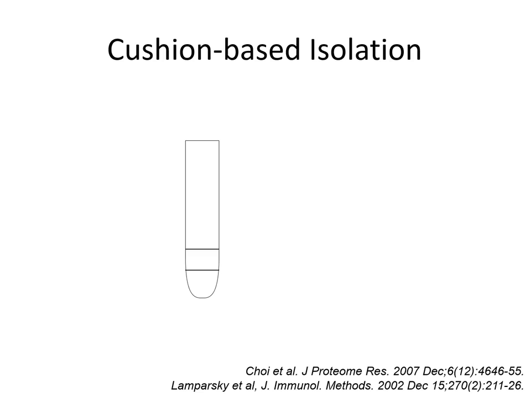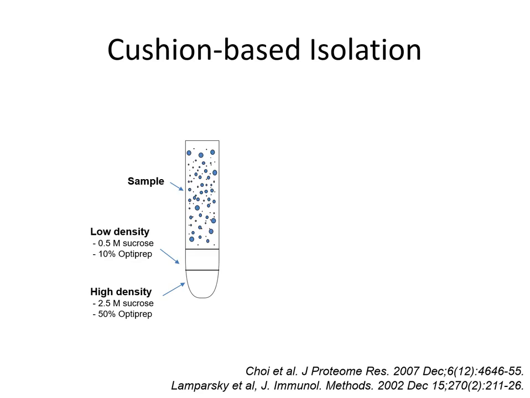Here I will explain another type of method for EV isolation called cushion-based isolation. This is very similar to the top loading density gradient, but slightly different. On the bottom, load a high density medium such as 2.5 molar sucrose or 50% OptiPrep, and then overlay the low density medium. Finally, overlay the sample on the top. Here you can load a large volume of sample, which is different from the top loading density gradient.